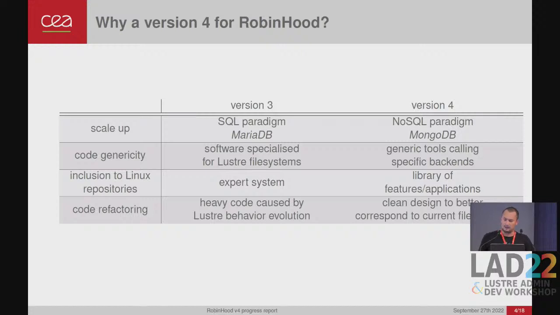And last but not least here, it's about code refactoring. The third version was a heavy code, really heavy code, caused by Lustre behavior evolution, and doing an update of this version was complicated. Maybe you don't know, but the number of unit tests for Robinhood was incredible. The fourth version, we will start from a clean design and also try to better correspond to current file systems.